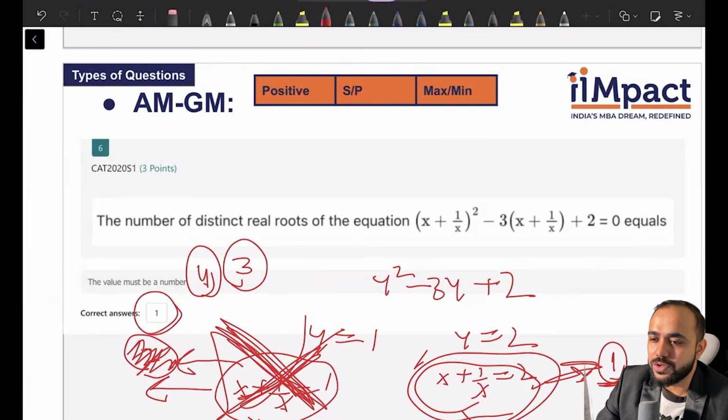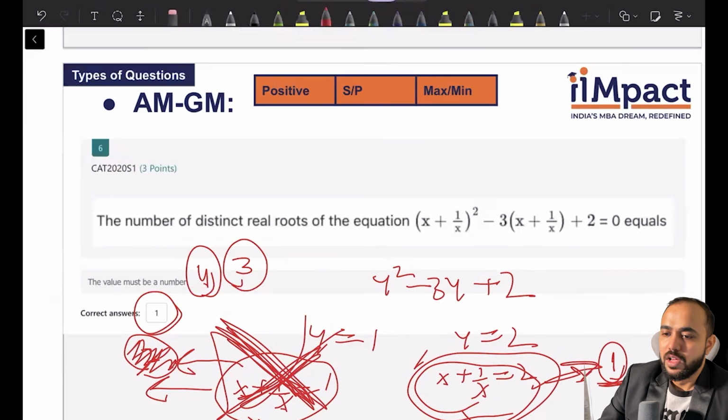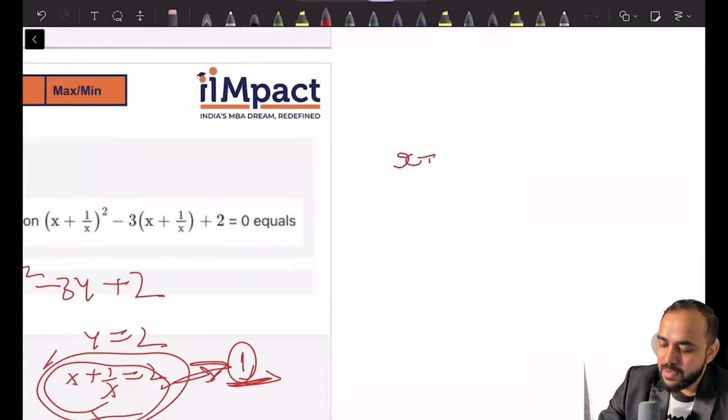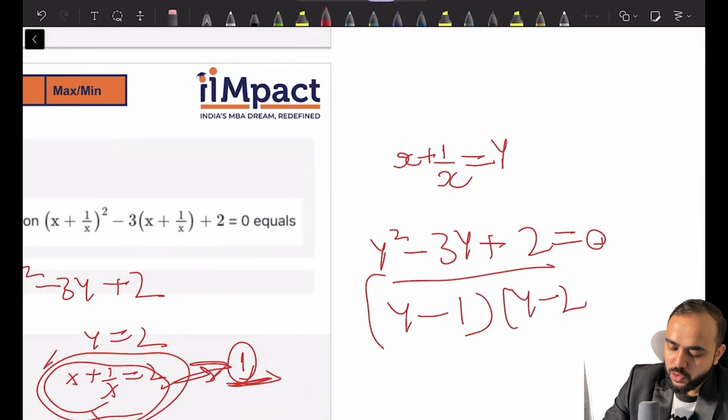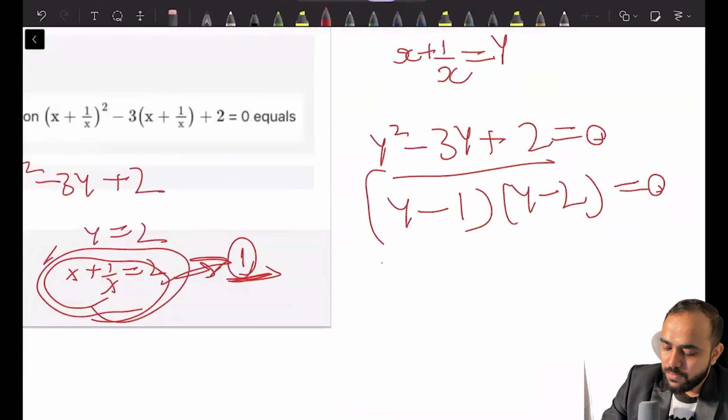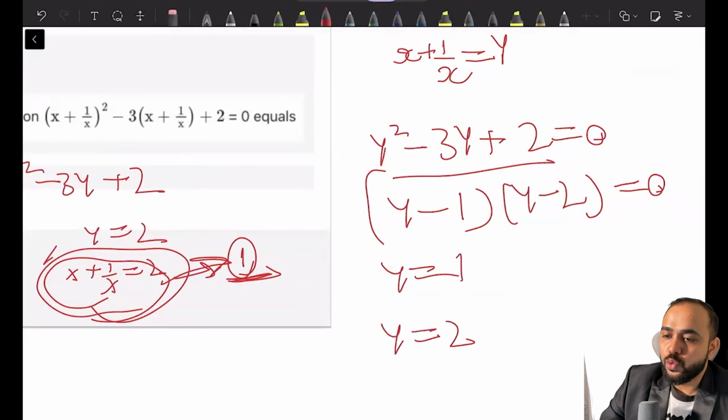This is one of those questions that takes you 30 seconds, 40 seconds to solve. You mark it in the exam, you are confident, one question I have done. And when you look at your answer, it becomes 0. So what I'm saying is you replace x plus 1 by x with some number capital Y. You get y square minus 3y plus 2 is equal to 0. This you can factorize as y minus 1 into y minus 2 is equal to 0, which will give you y is equal to 1 and y is equal to 2 as roots.